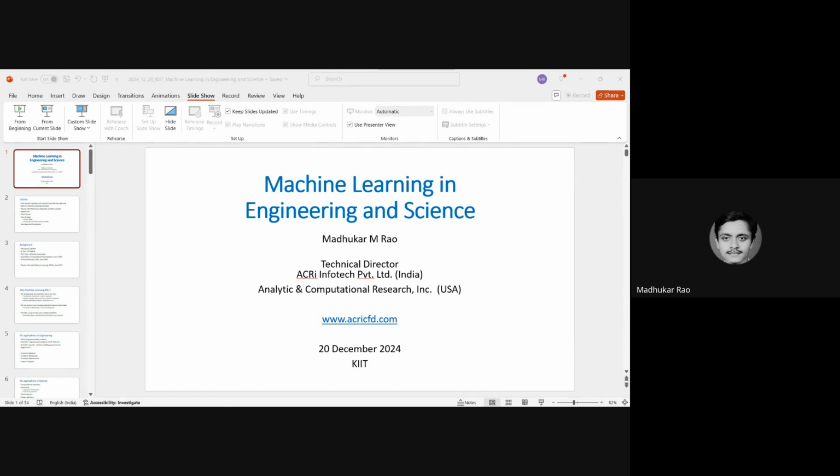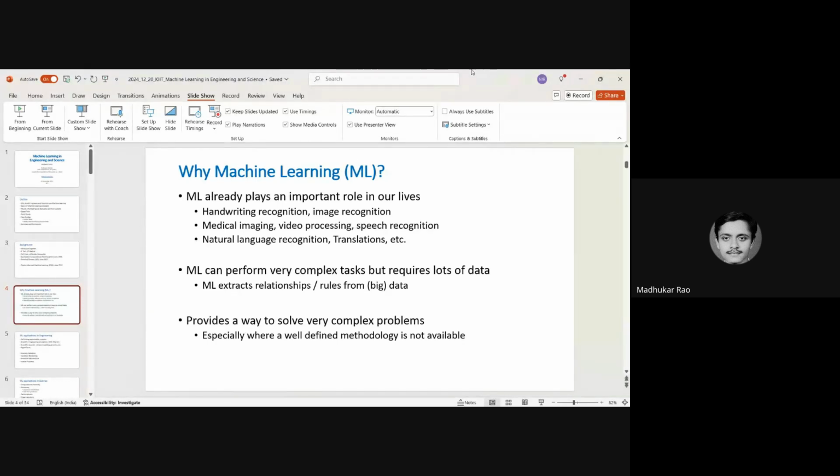I'm an aerospace engineer by training. My BTech is from IIT Madras. I graduated with my BTech in 1988, and I have a PhD in the same discipline from the University of Florida, Gainesville. I'm basically a specialist in computational fluid dynamics since '96, and I've been a technical director of ACRI since 2002. And since 2018, we have been doing machine learning and specifically physics informed machine learning.